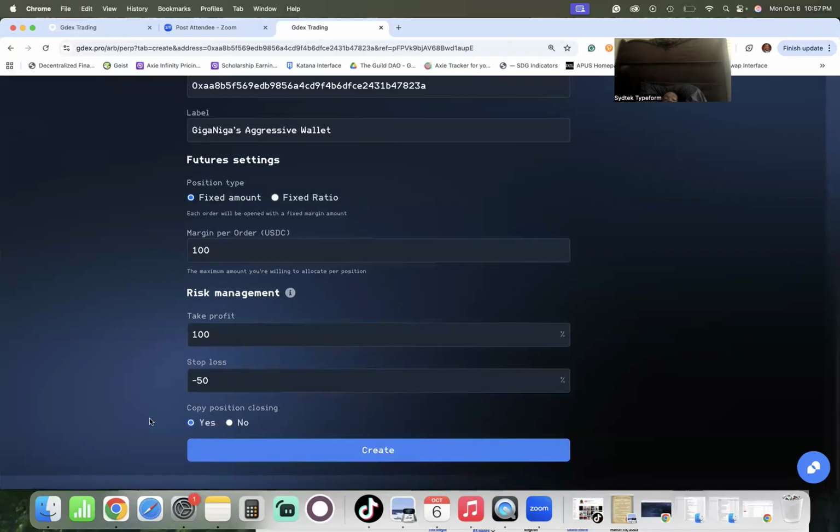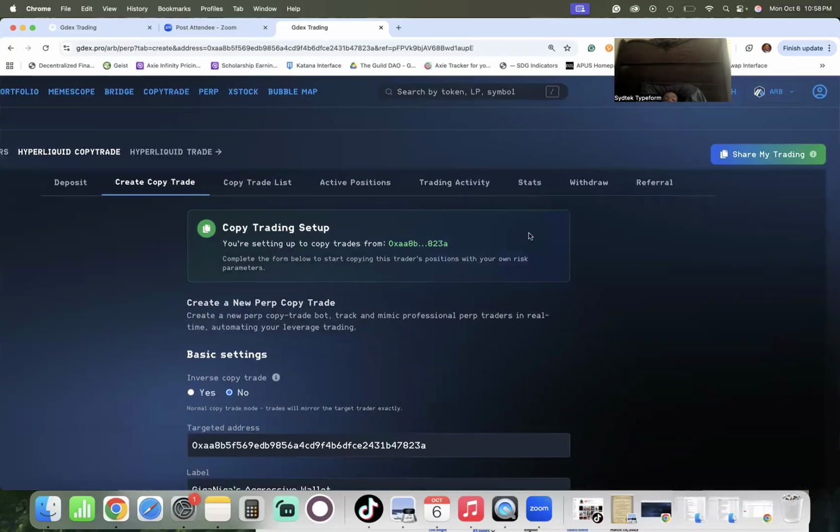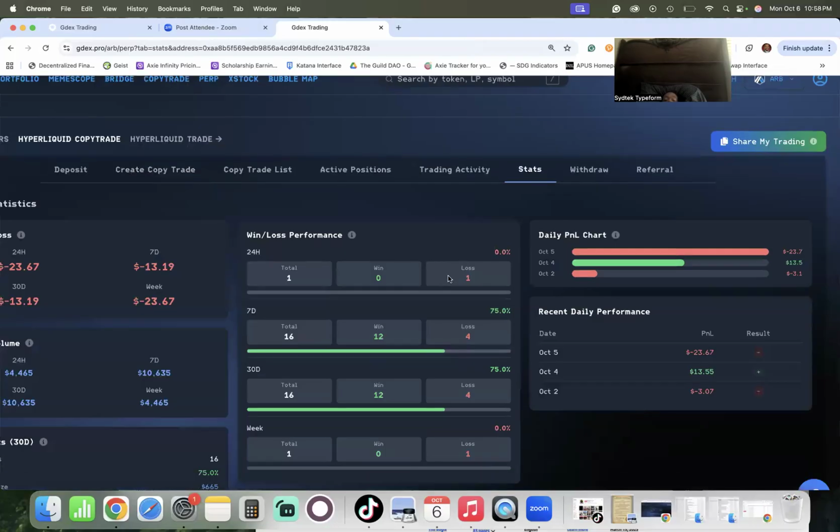Okay. Copy position closing. As soon as my trade closes out, yours is going to close out if you have that. If you have no, you have to close it out manually. Okay. That's the copy trading. Great feature. Now, this is what this presentation was about, the stats.